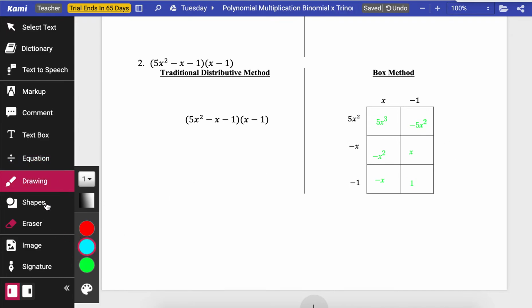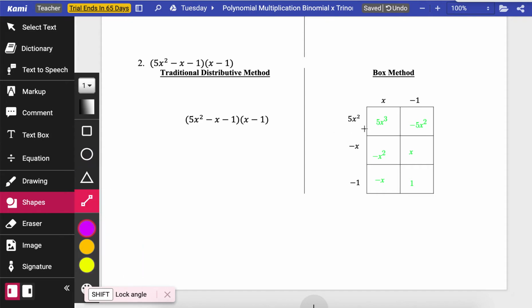You'll notice again, just like we had earlier, that we have like terms showing up diagonally across from each other. Negative 5x squared minus x squared, and x minus x.